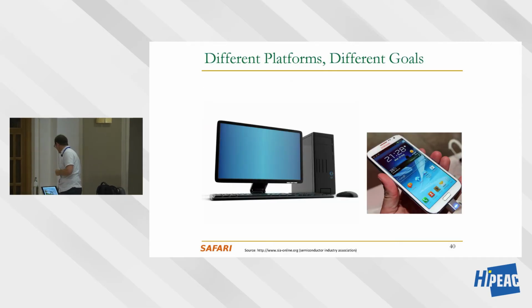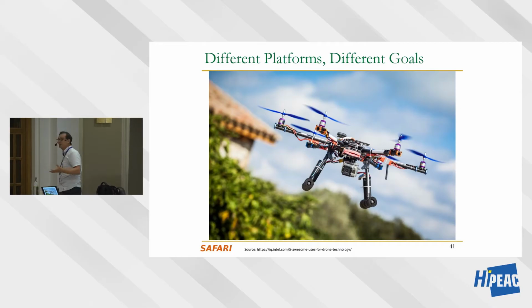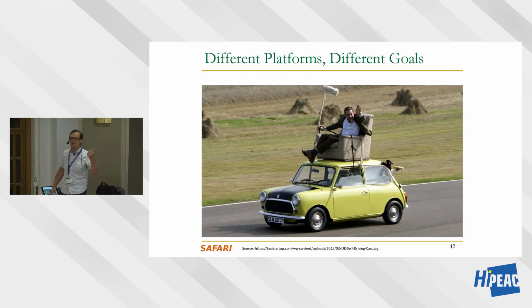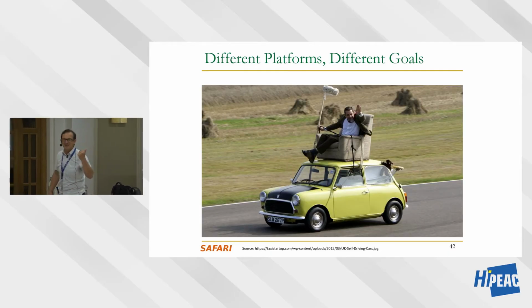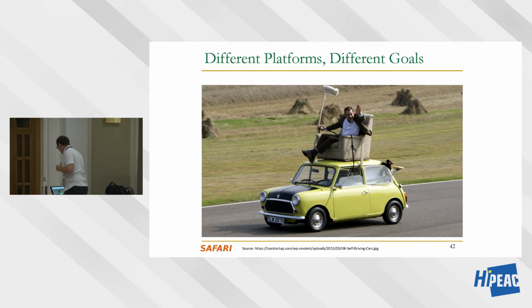These are some things that you may be familiar with. These are all different platforms that operate for different goals, and they have different constraints as well. I like this one because this is Mr. Bean envisioning self-driving cars a long time ago. How many people watched that? Okay, if you watched that, that's good. Yeah. So you can empathize with that. We're going to get back to this one.